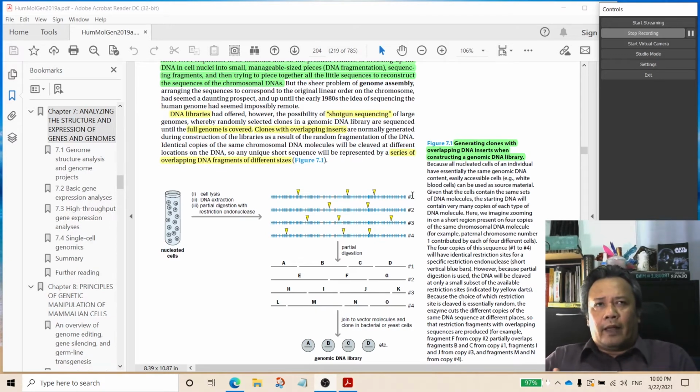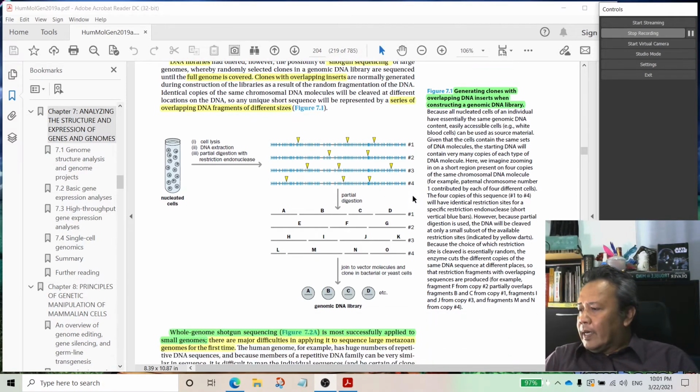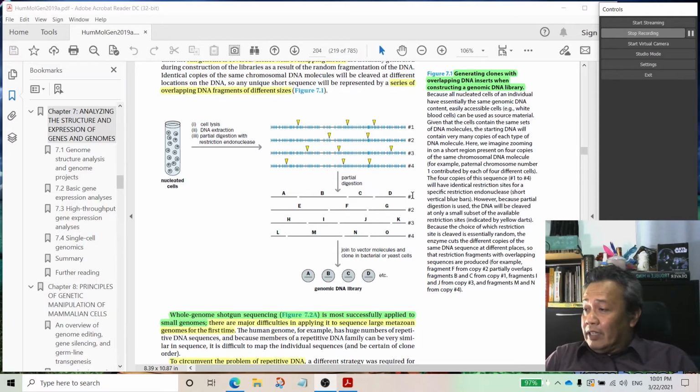How do you separate all these individual chromosomes so that you get a framework, a library, a resource that is not contaminated by other chromosomes? The strategy for cloning is given in figure 7.1, generating clones with overlapping DNA inserts.